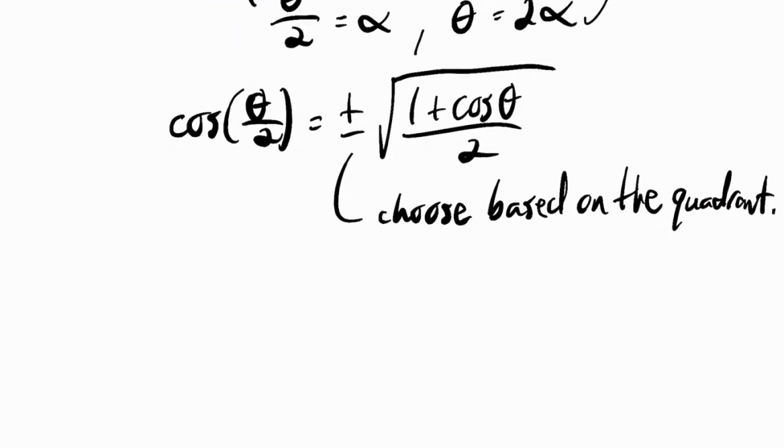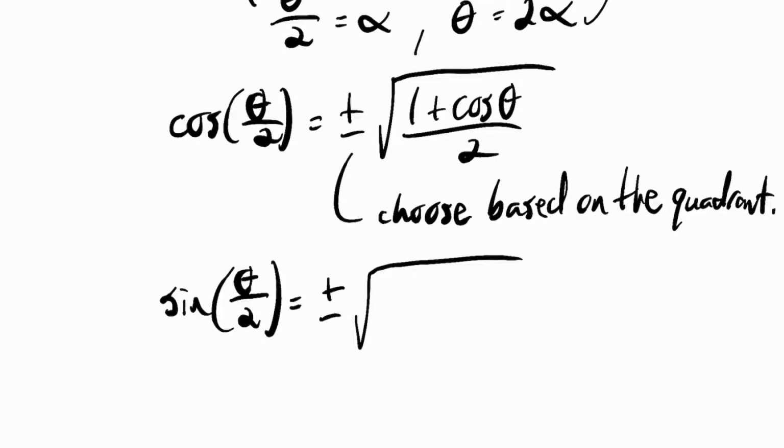So the half angle formulas really come from the double angle formulas. I'm just going to list the other ones. I'm not going to go through all the details. And then also you might say, well, how do I choose this? Well, we'll do examples in a later video. I'll show you how to choose this. For sine, the half angle formula is sine theta over 2 equals plus minus, it's very similar, square root of 1 minus cosine theta over 2.